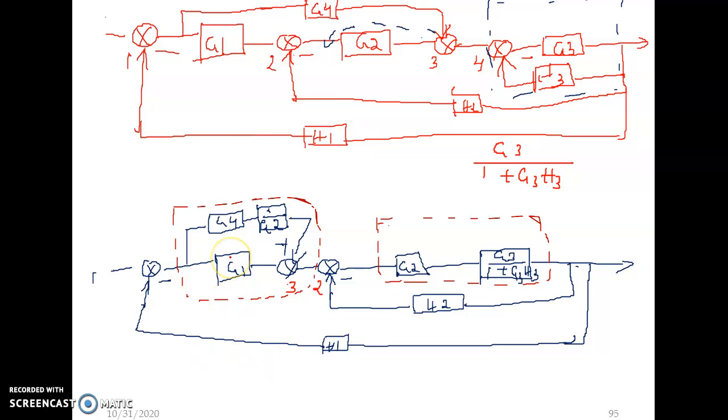Next, in the next step, I can combine these blocks. I can combine these parallel blocks as well as these cascade blocks. While we are combining these parallel blocks, first you combine these two series blocks or the cascade blocks. So I can write it as G4 by G2 and I have G1 as a parallel path to this. So here it can be written as G4 by G2 plus G1.